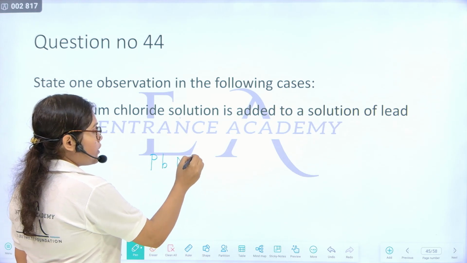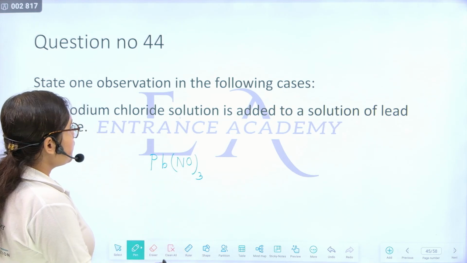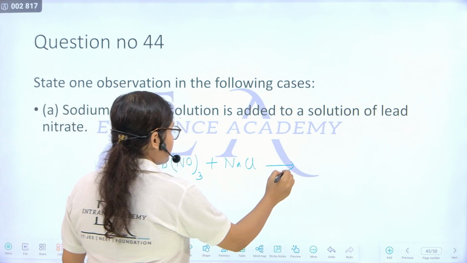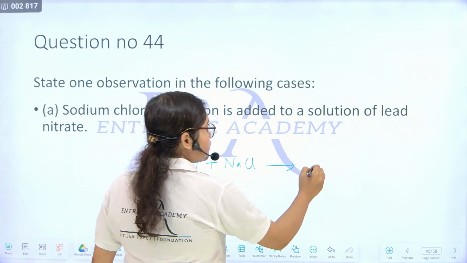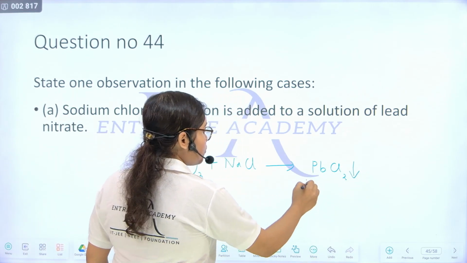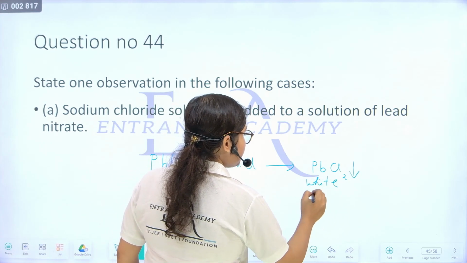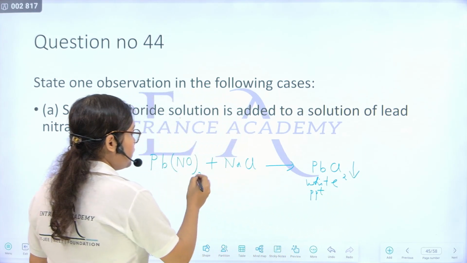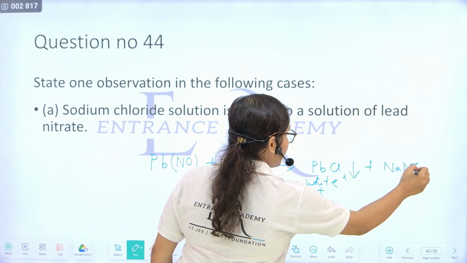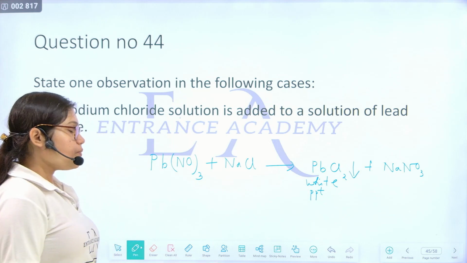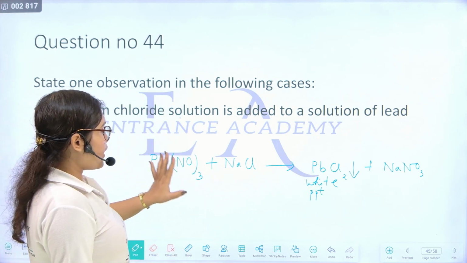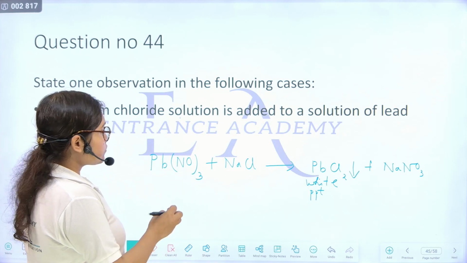This is the solution of lead nitrate. Sodium chloride solution is added. So white precipitate of lead chloride, and another product is sodium nitrate. So this is the answer. Now you have to balance this equation.